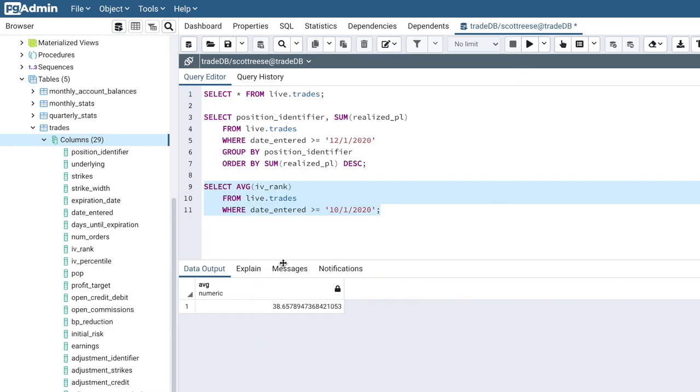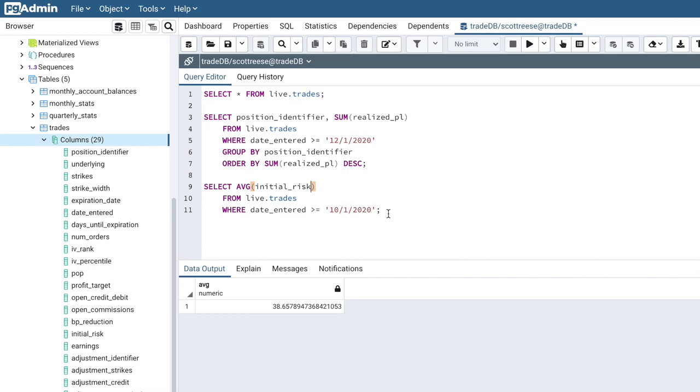And there we go. You can see the average IV rank for all my trades since October 1st of 2020 was 38.65, well above my minimum of 30. And I'll do this one more time for a different metric. Let's look at the initial risk on my trades. If you recall, this means, in percentage terms, what percentage of my capital am I allocating for each trade? And for me, I want to make sure that's under 5% on average.